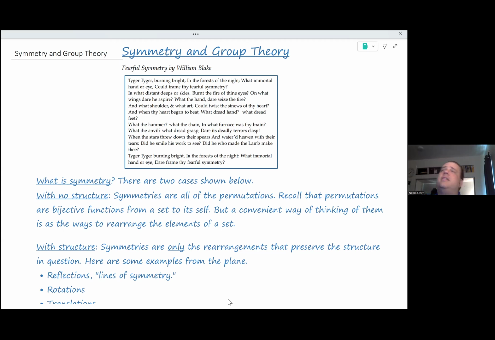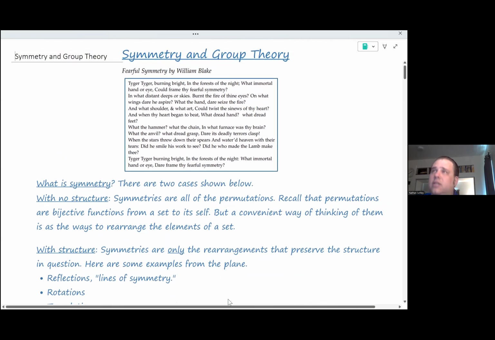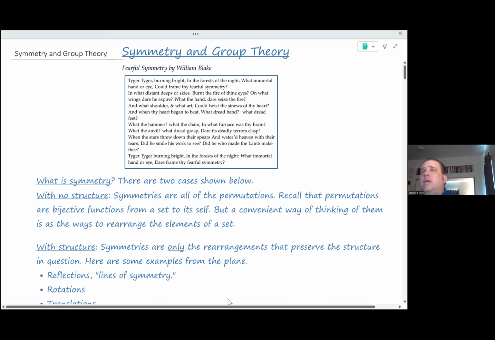So what is symmetry? There are two classes shown here. Although since I'm at home, I can show you a couple of examples first that aren't quite talked about much here. So I'll give you my own spin on it instead of following these notes verbatim. Symmetry, generally speaking, is a way to rearrange the objects in a set, but in a way that preserves the structure of that set.